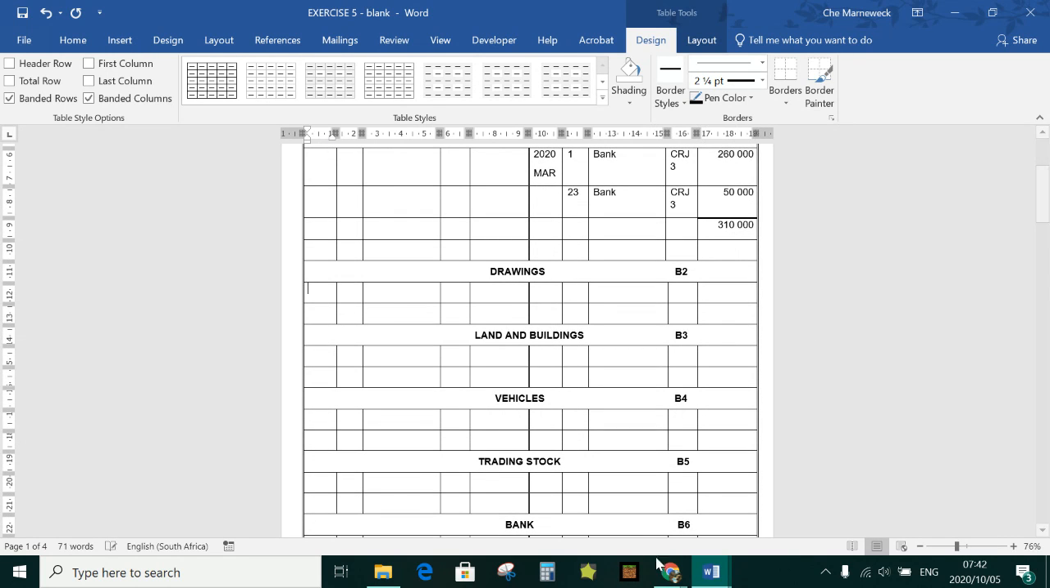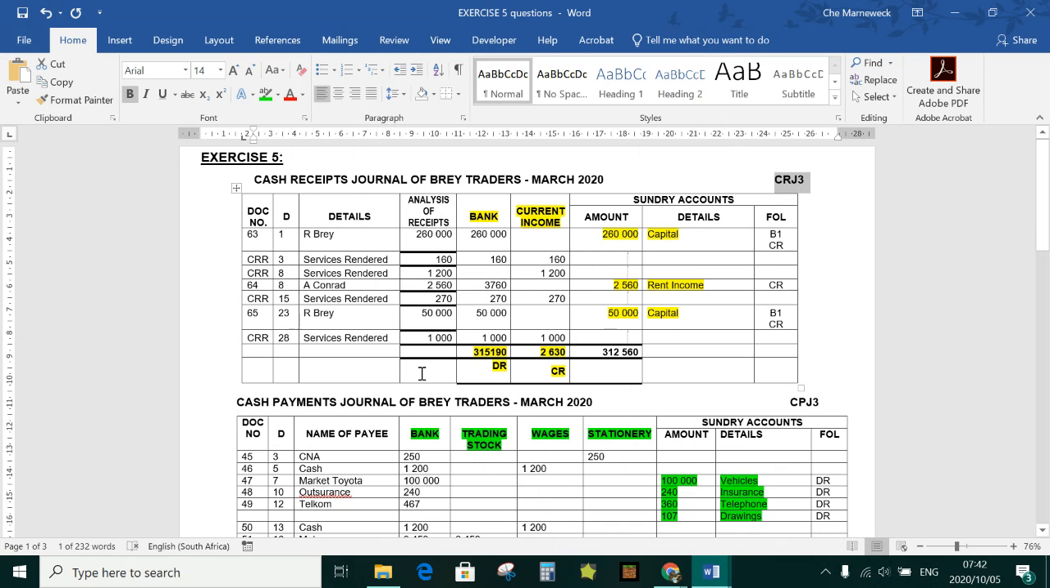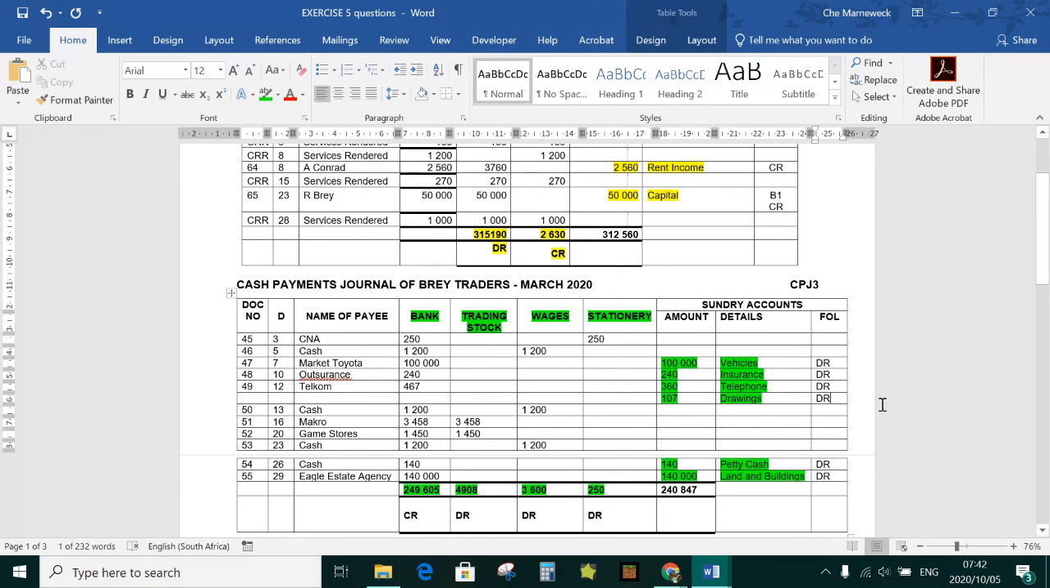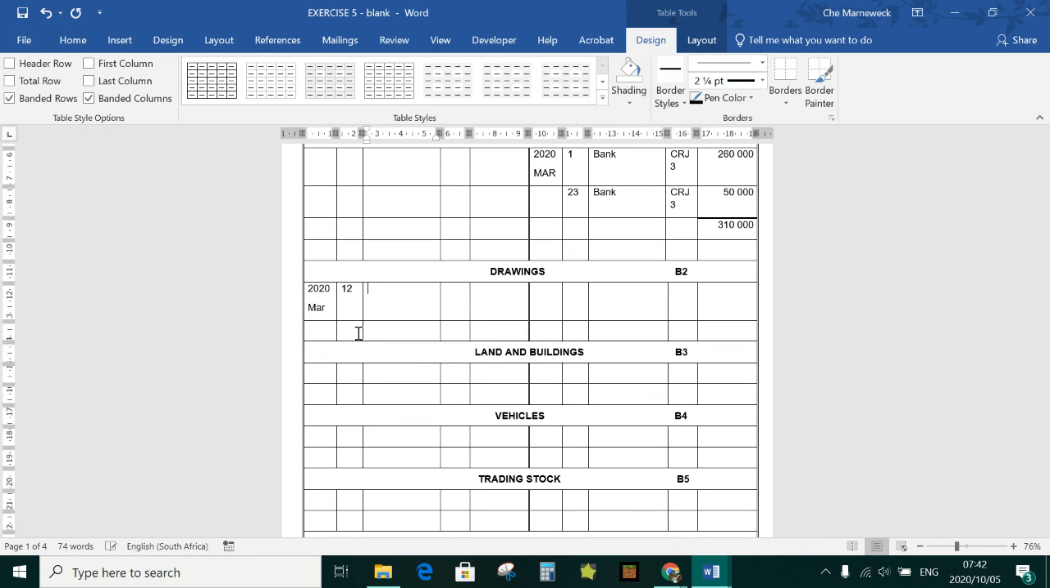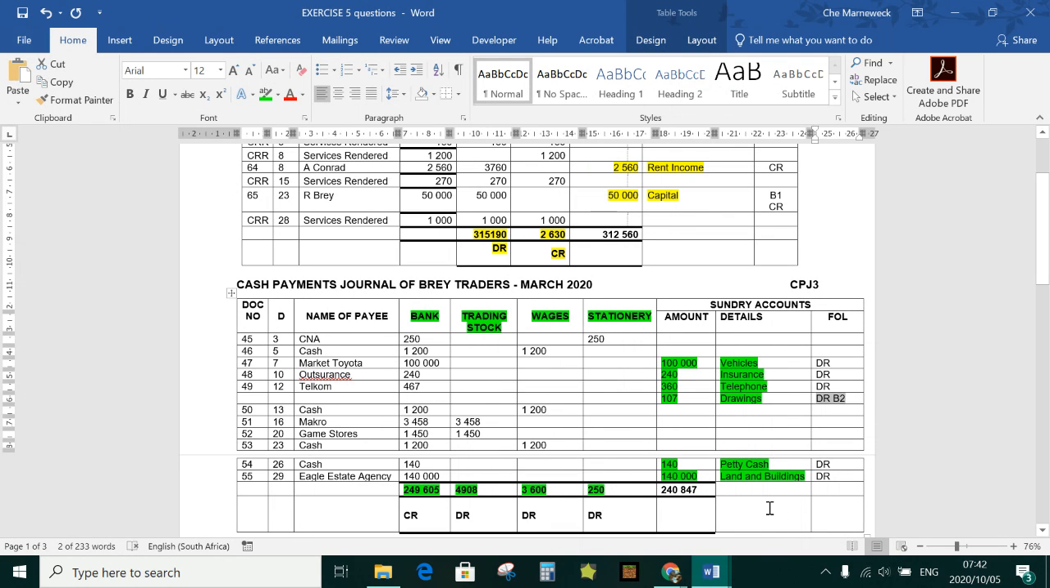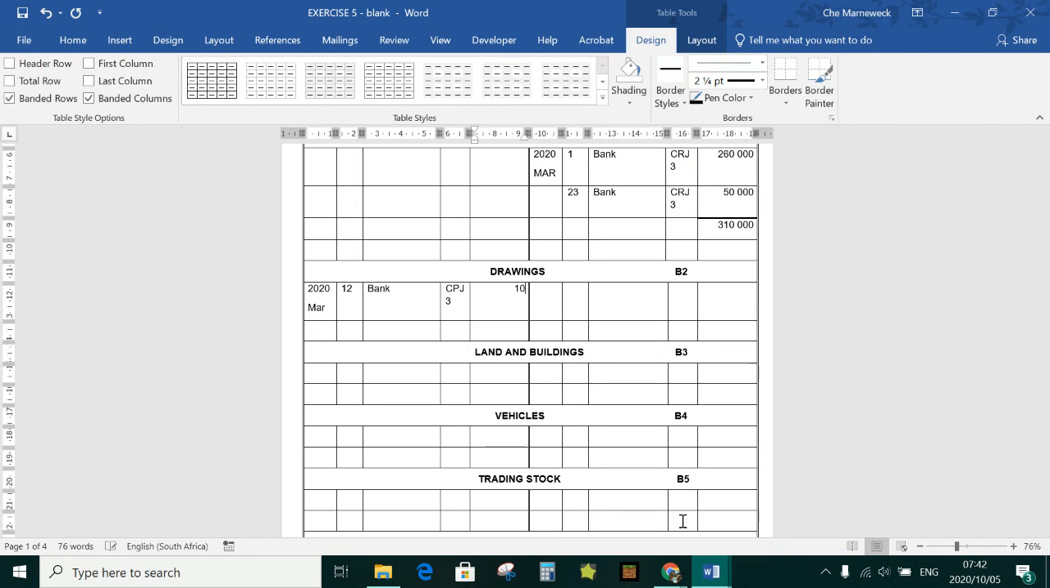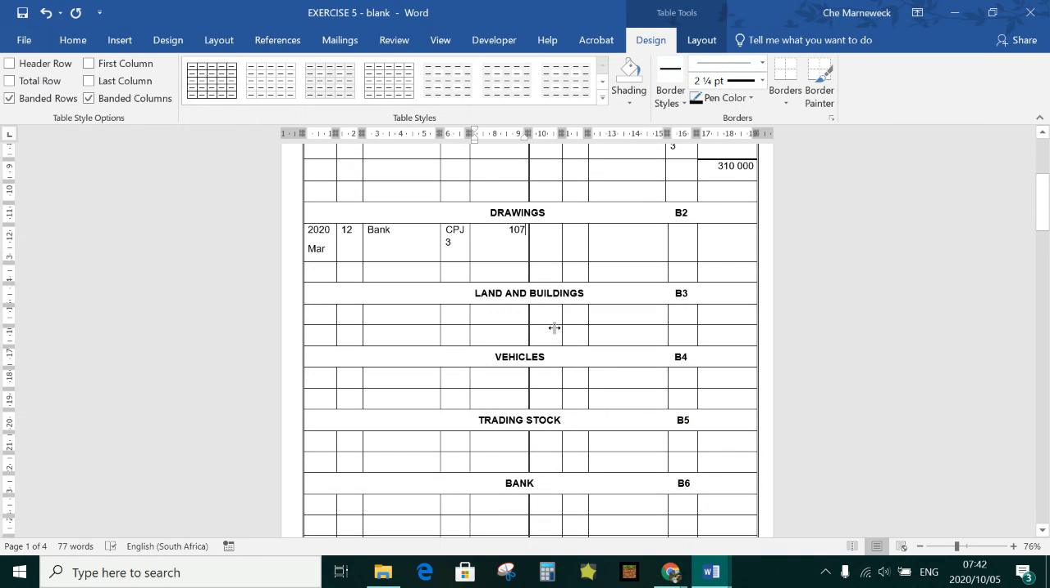Then move on to drawings. Drawings, we find over here in our cash payments journal. Drawings is B2. There's only one amount for drawings. It's going on the debit side on day 12. So 2020, March the 12th, partner account, bank, the code CPJ3, and the amount is 107. We then move on, land and buildings.